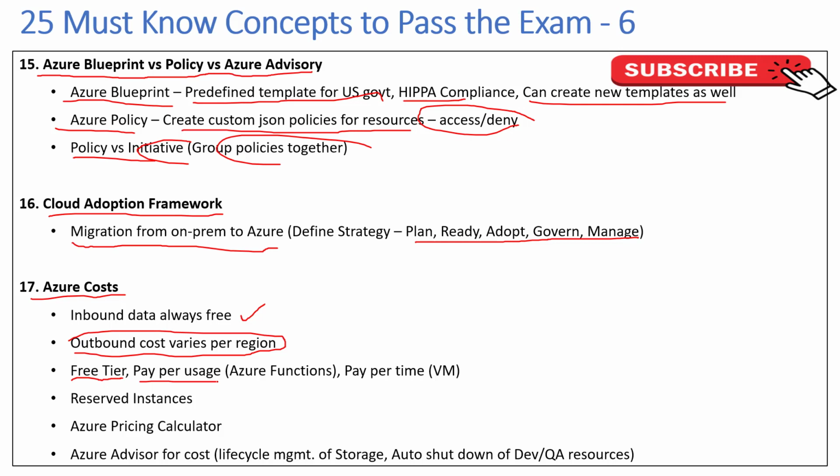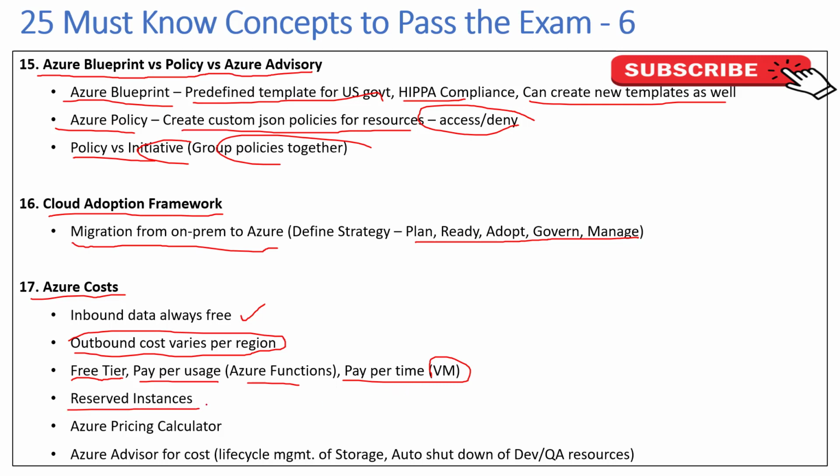Then there's pay per usage, event driven, like Azure Functions. If you use it 3 times in a day for 3 minutes, then you're just going to be charged for those 3 times that service has been invoked. If it doesn't get invoked in the whole day, you will not be charged. Then you have pay per time like a virtual machine. So whether you use it or not, you will be charged for that.